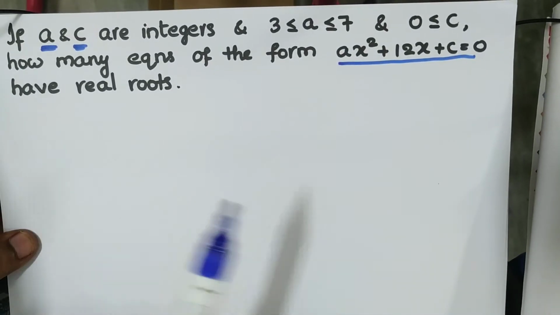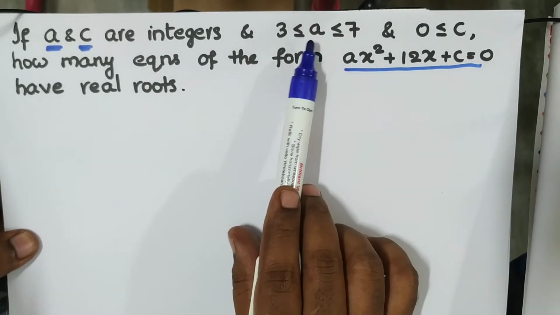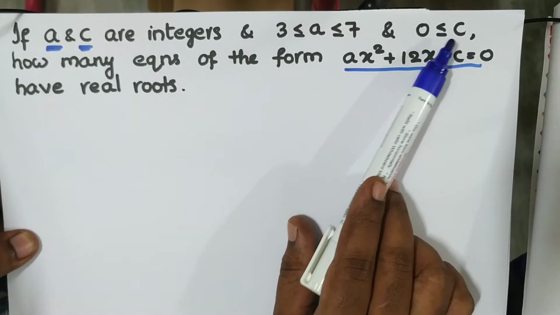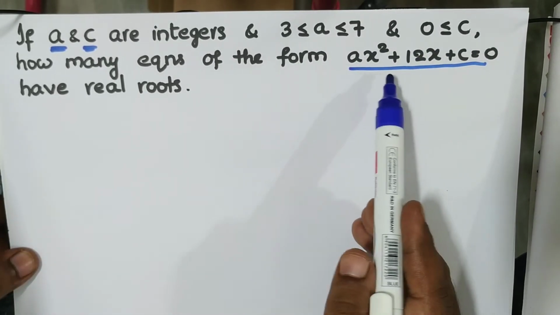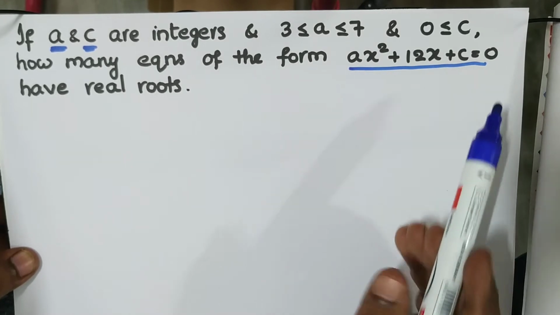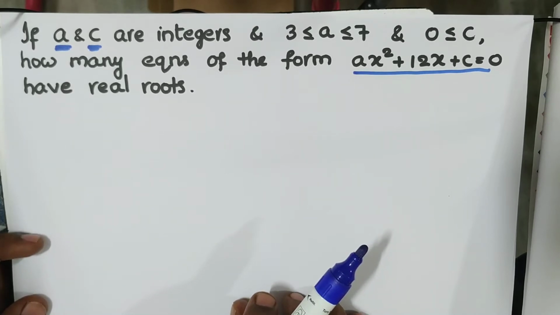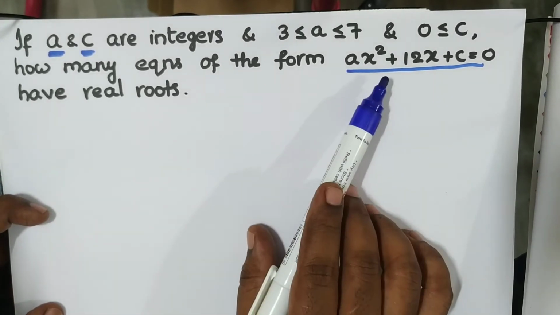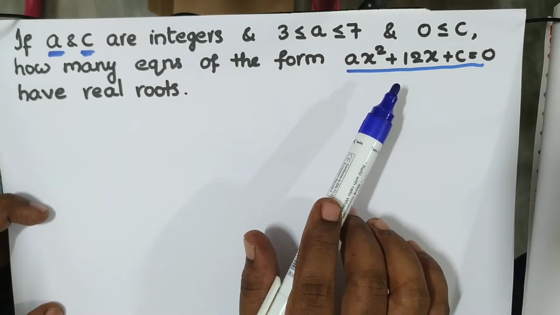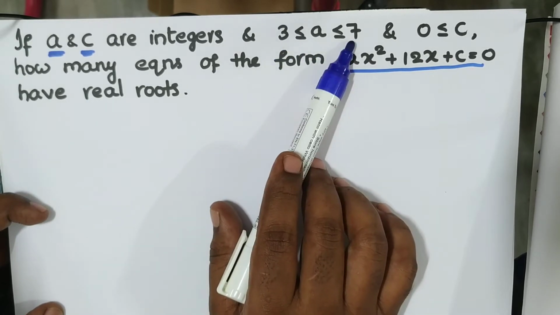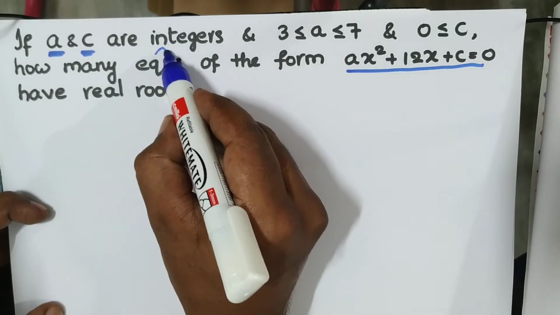So he is trying to describe what we can choose for A and C. For that he gave this: if A and C are integers and A is in between 3 and 7 and C is positive or equal to 0, then how many equations of this form have real roots? One of the interesting questions we have, because you have a quadratic equation with unknown A and C, and you must be able to judge A between 3 and 7 and C positive or equal to 0, provided A and C are integers.